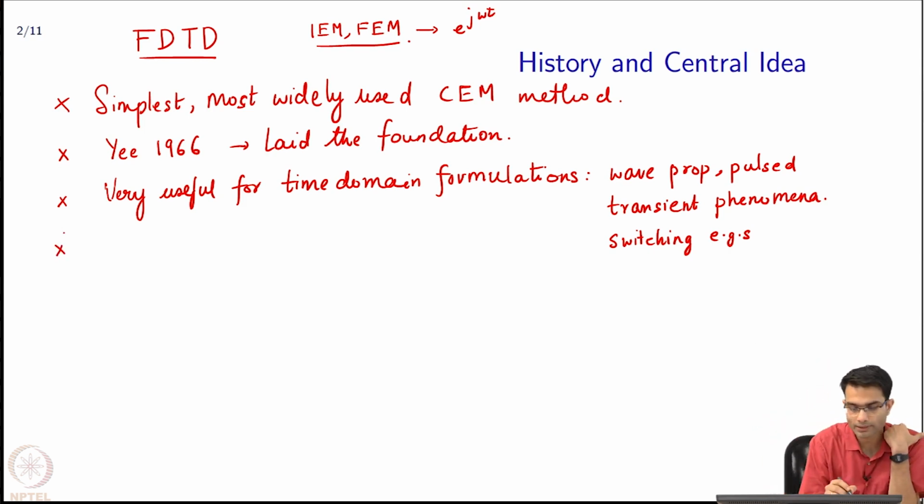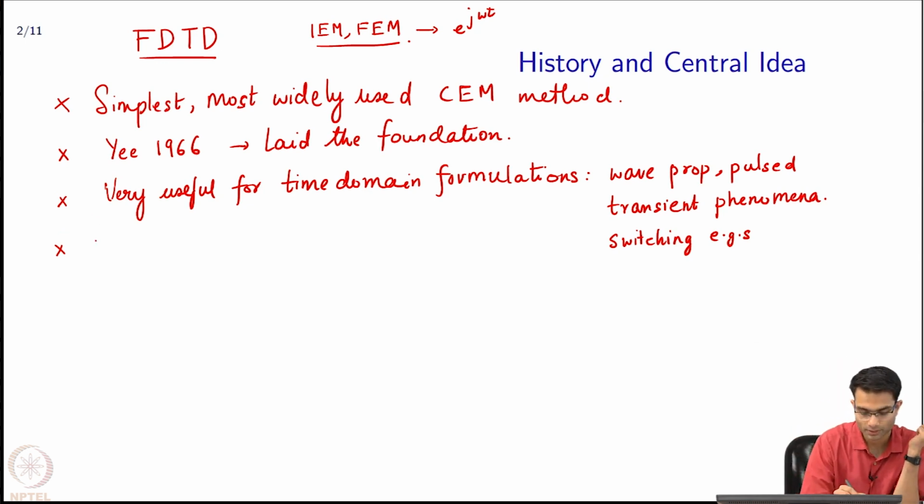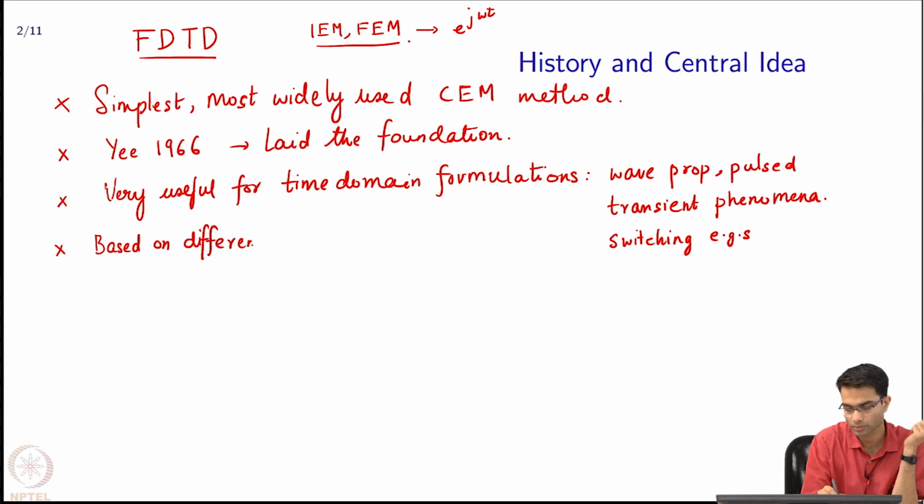So unlike the integral equation methods, the FDTD is based on the partial differential equation form of Maxwell's equations. Okay, so it's based on differential form, not integral form.